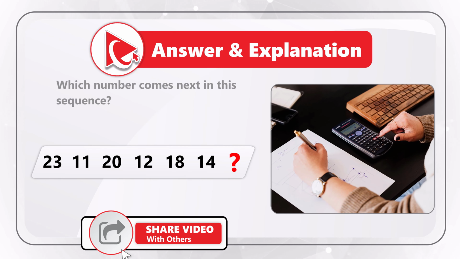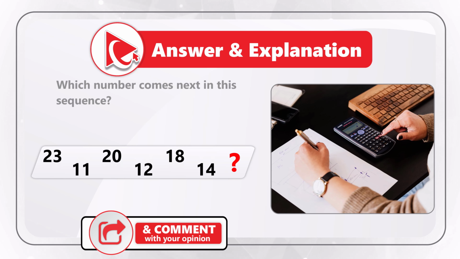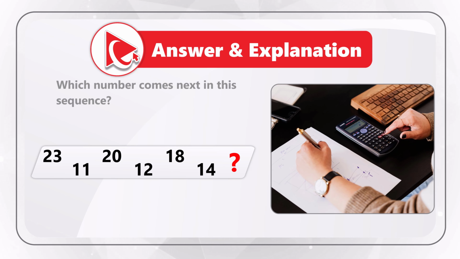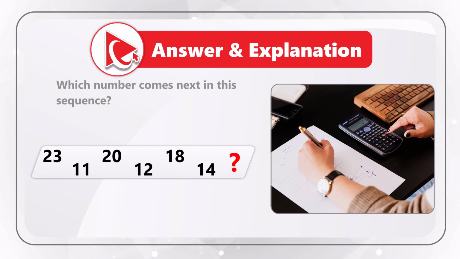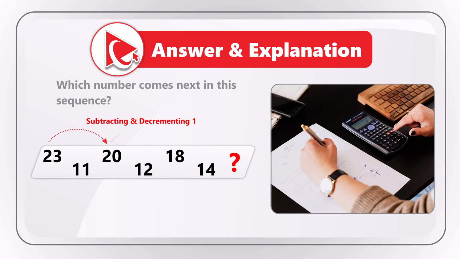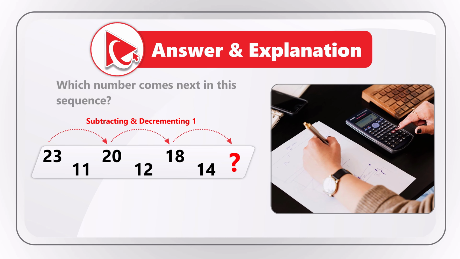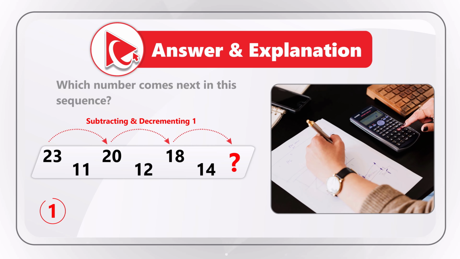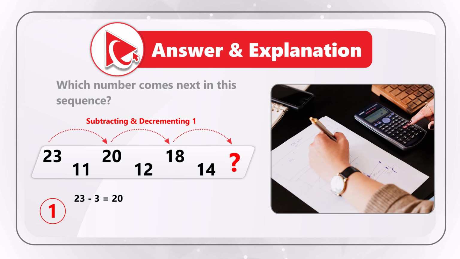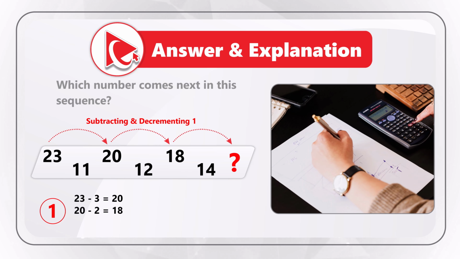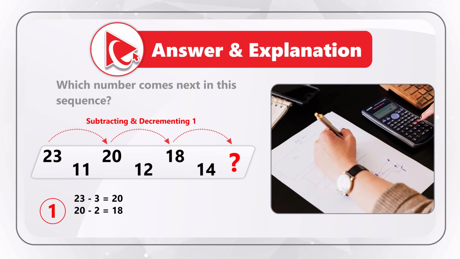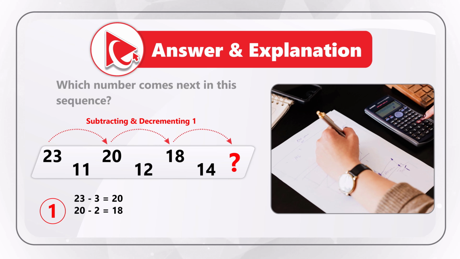The numbers 23, 20, 18, and 17 represent the first pattern. And the next number is calculated by subtracting a decrementing number from the previous number. Let's look at the example. 23 minus 3 equals 20. 20 minus 2 equals 18. You see that the 3 is decremented by 1 to get to 2.